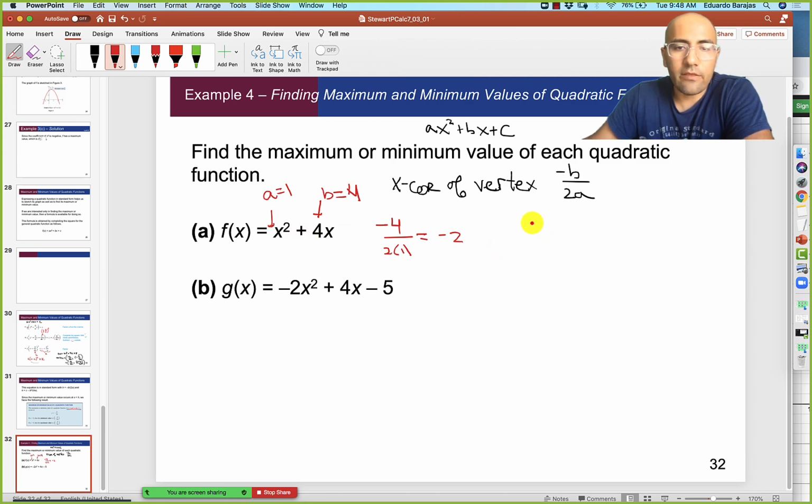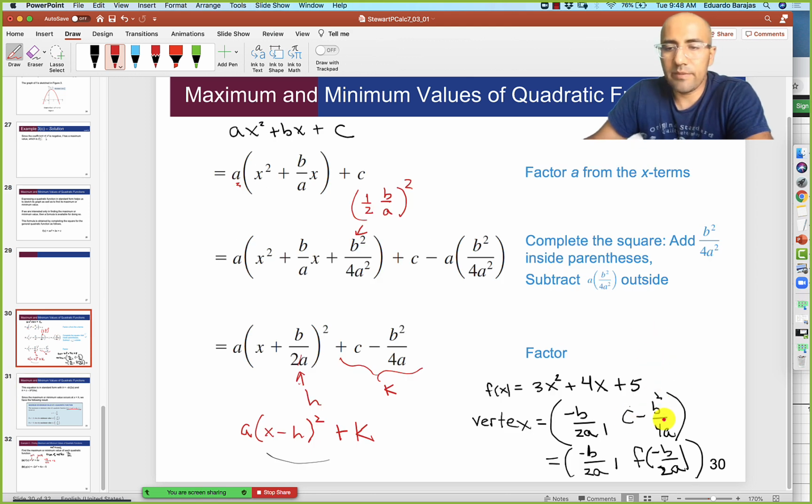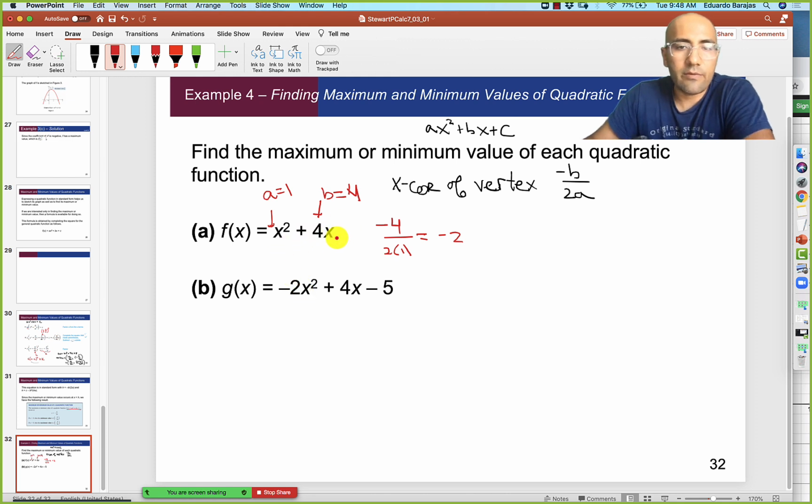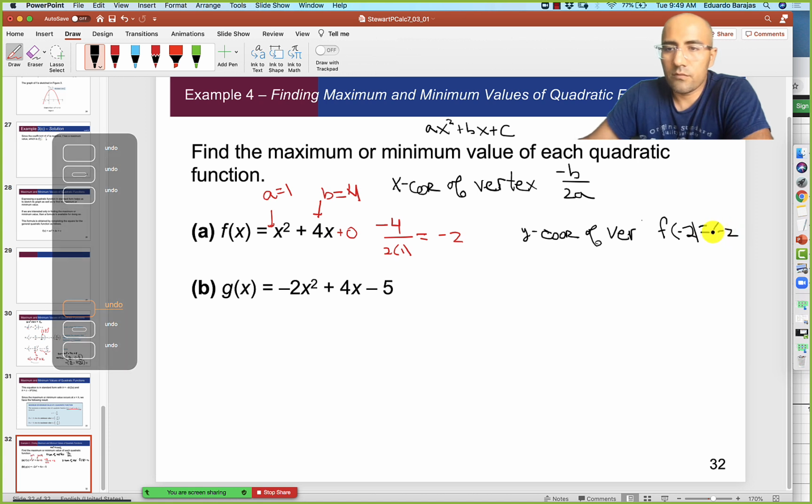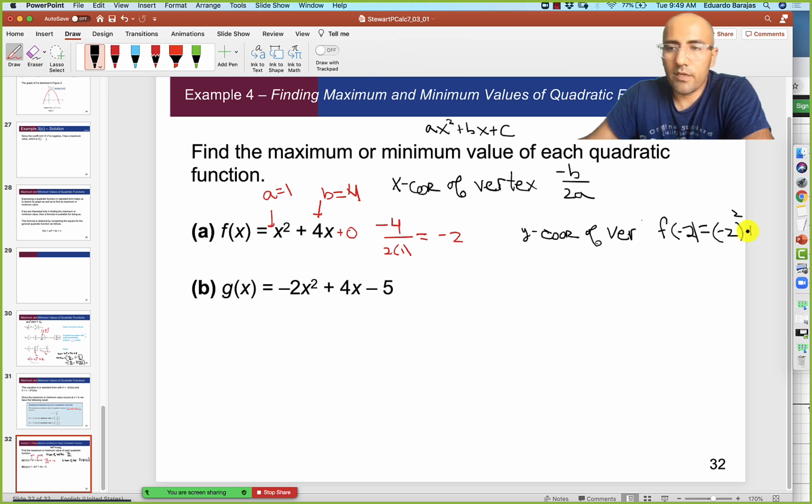Now to find the y-coordinate, we could go to that other formula, c minus b squared over 4a, and plug that all in here. And remember, if there is no c here, that means there's a plus 0. So for us, c is 0. Or the other thing we could do is evaluate this polynomial at negative 2. The y-coordinate of the vertex is equal to f of negative 2, which is equal to negative 2 squared plus 4 times negative 2. So that's going to be 4 plus negative 8, which gives you negative 4. So my vertex is going to be negative 2 comma negative 4.